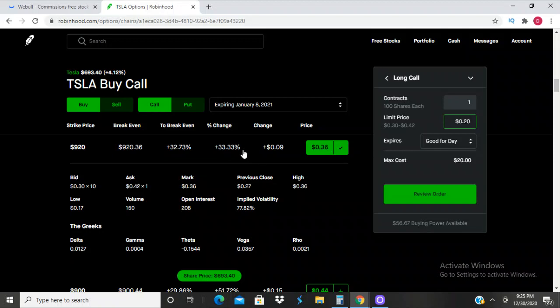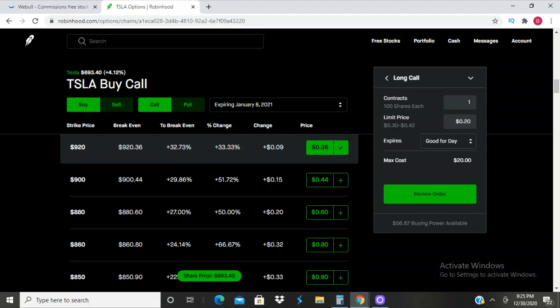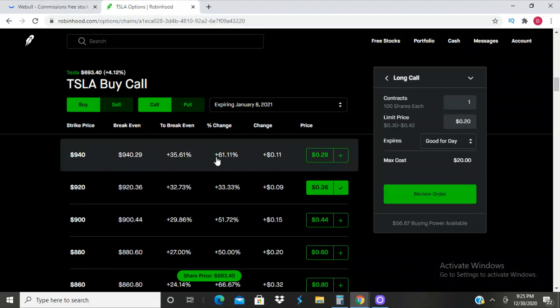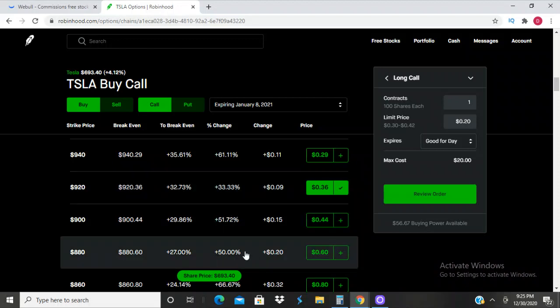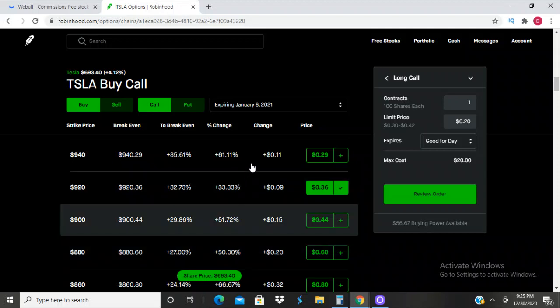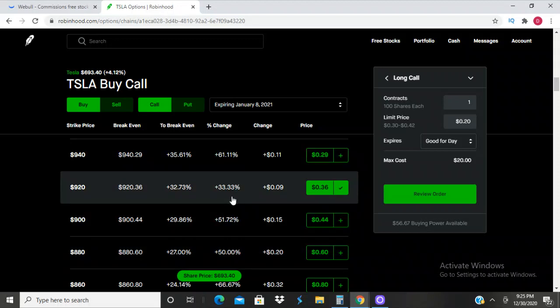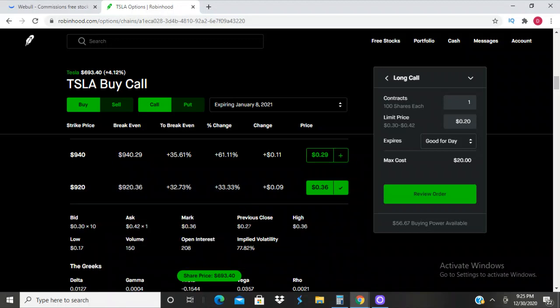Now, another thing you want to know is the percent change. These numbers here are the amount the contract gained today. So this contract says plus 61%, plus 33.33%, plus 51%, plus 50%. This is how much these contracts gained today. So you can see that if you would have bought this contract yesterday, it says previous close right here, you would only have paid 27 cents for this contract yesterday. Today it's worth 36 cents. So you would have gained about $9 on this contract just from holding it from yesterday, plus whatever the share price increased.